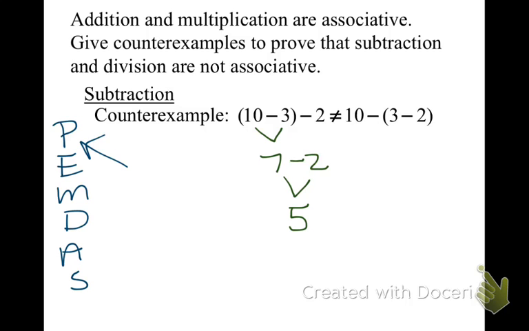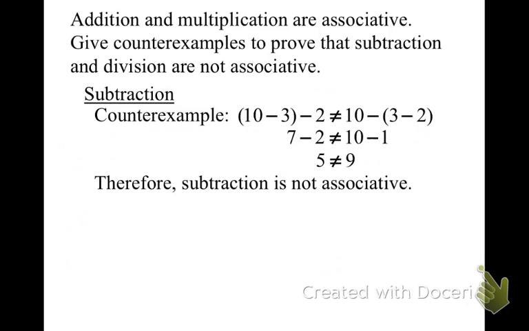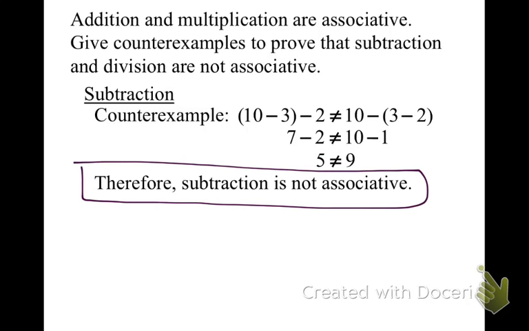Then, once again, doing my parentheses. So I have 3 minus 2, which is 1. Bring down my negative, bring down my 10. What's 10 minus 1? 9. Now, does 5 equal 9? No, it does not. So we have just proven with the counterexample that subtraction is not an associative property. So in your notes, under your counterexample, I want you to put, therefore subtraction is not associative. You have to know which ones are associative and which ones are not associative. Subtraction is one of those.